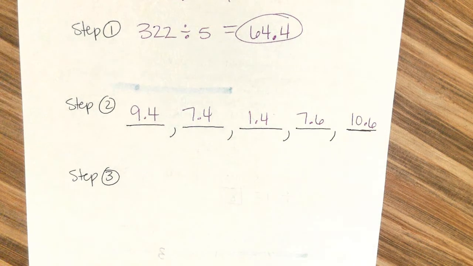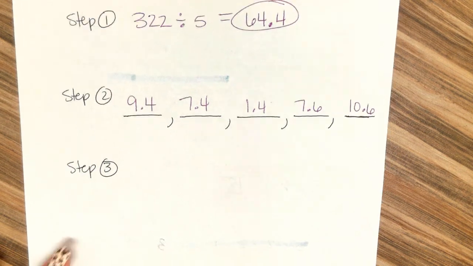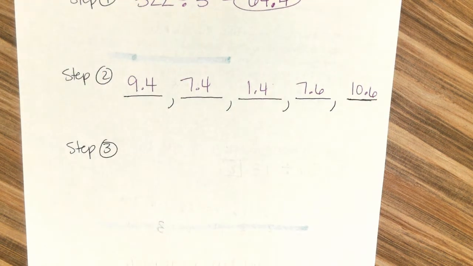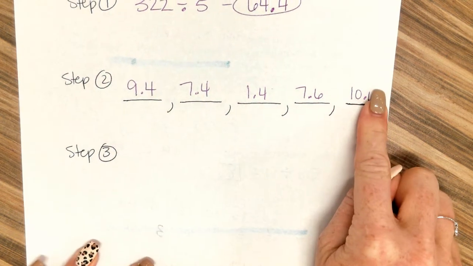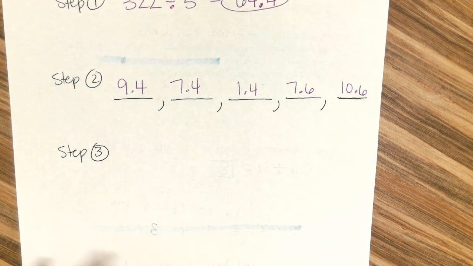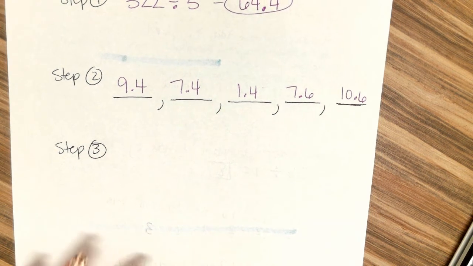All right, did everybody get step 2 correct? Yes? So now we're going to do step 3, which is to average our new list of numbers. So we need to add these up and divide again. Okay, go finish that last step and then check it with mine.